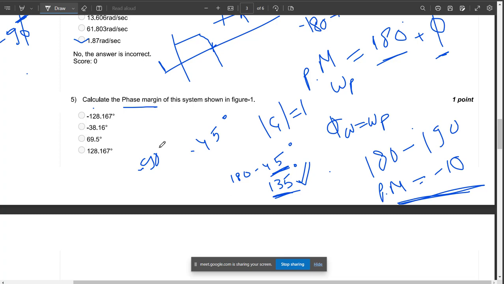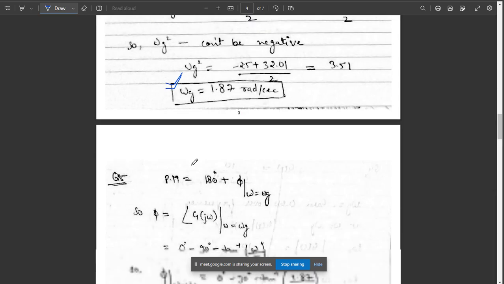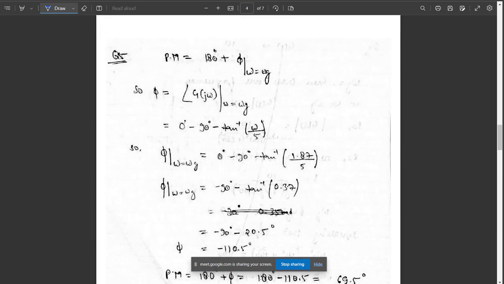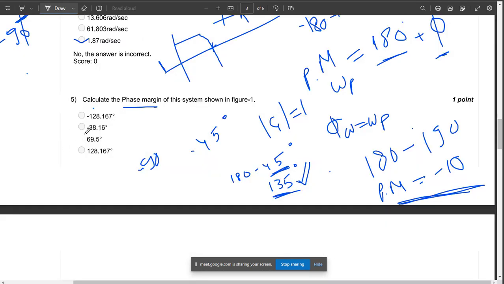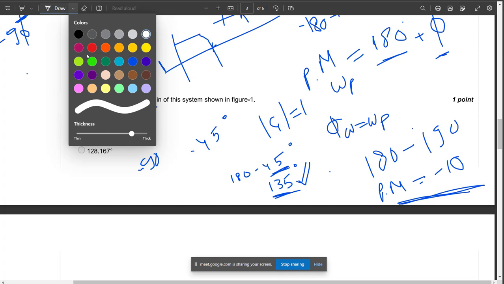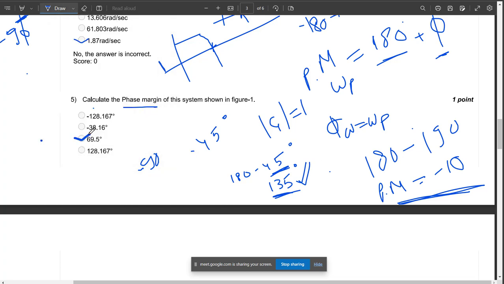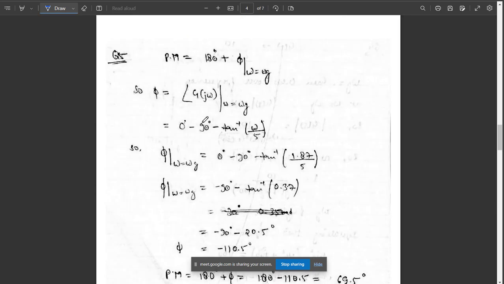69.5 degree. Good. So here 69.5 degrees is the correct answer. So how to find out?